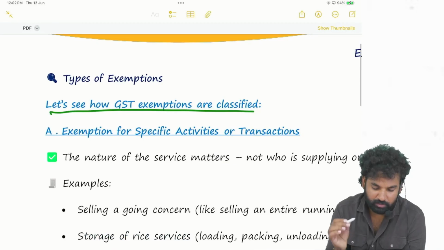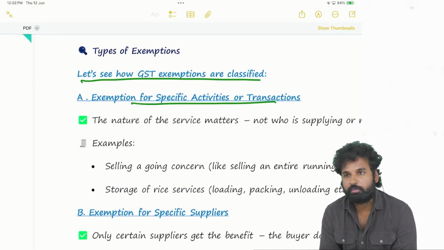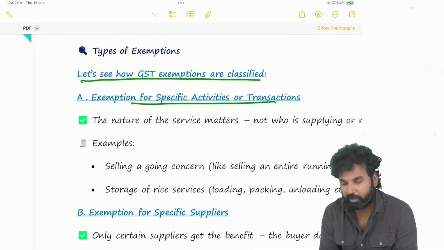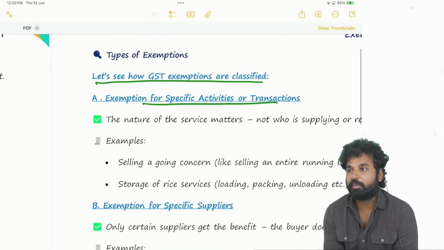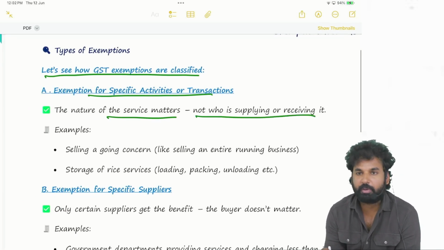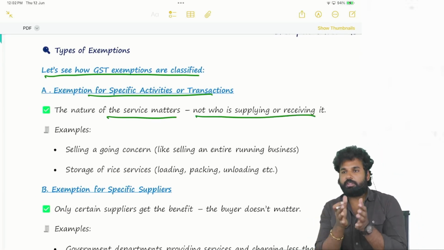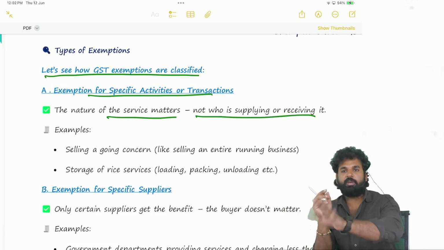How are the GST exemptions classified? Exemptions for specific activities or transactions. That means a specific activity, or a specific supply of goods or services, will be exempted. So the nature of the service matters here, not who is supplying, not who is receiving. The supplier may be any person, the recipient may be any person. If he is doing such an activity, that will be given as an exemption.